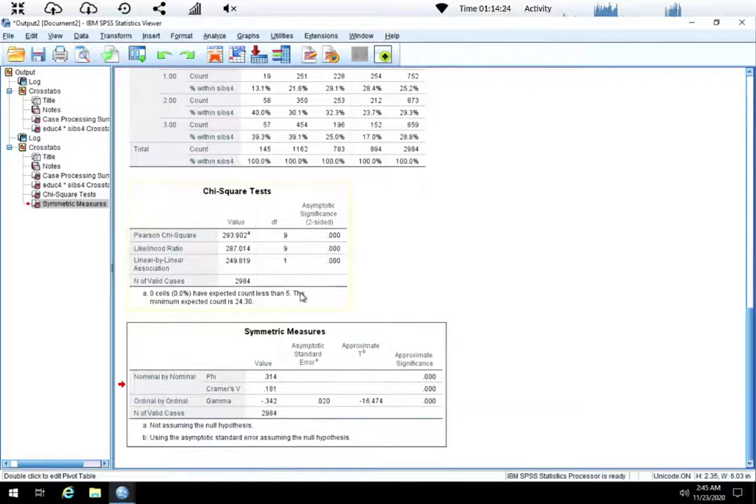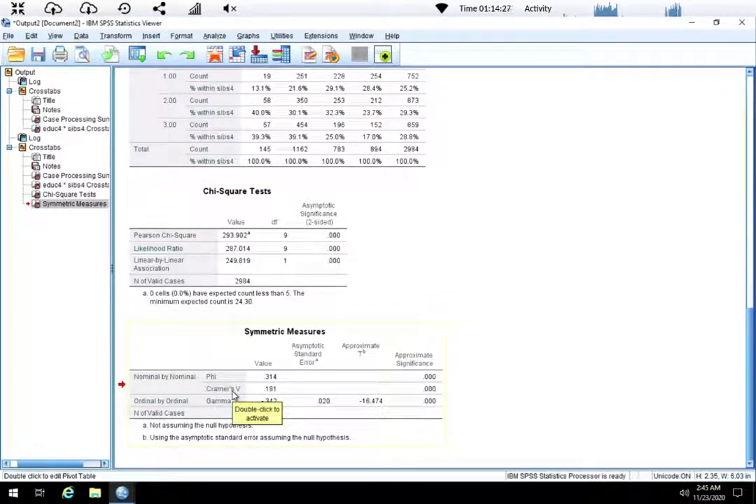If you go down to the Kramer's V down here, you see that this is a little more useful than the chi-square, and it's calculated using the chi-square, but it can only range from 0 to 1, and this is a 0.181. You can also see here the statistical significance is in this last column, approximate significance, and it's 0.000, so it's less than 0.001 and less than 0.05.